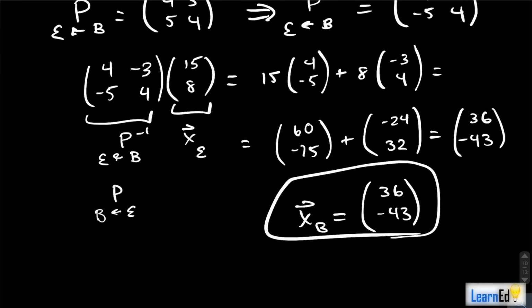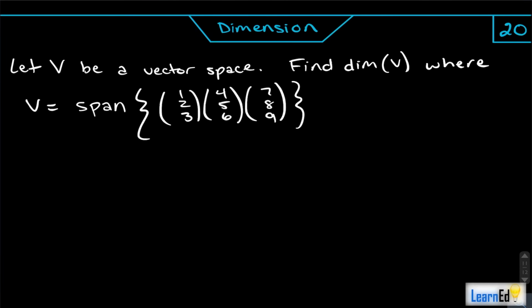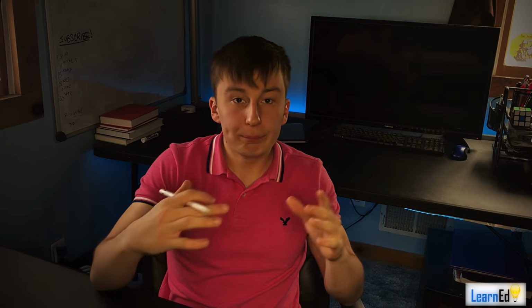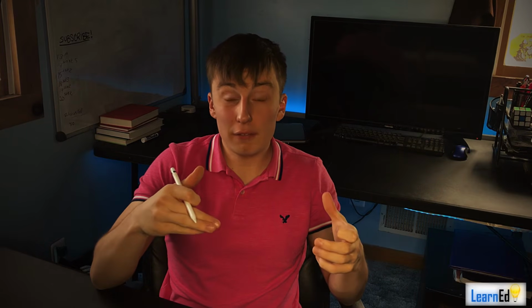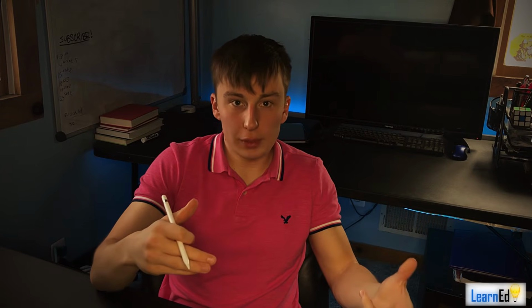All right. So for problem 20, we're going to shift our focus to dimension. This problem says let V be a vector space and find the dimension of V where V is the span of 3 vectors. So to better understand this concept, just because we have the span of 3 vectors does not mean that we're now talking about a 3-dimensional space. We could have the span of 3 linearly independent vectors, okay? And that will definitely be 3-dimensional.